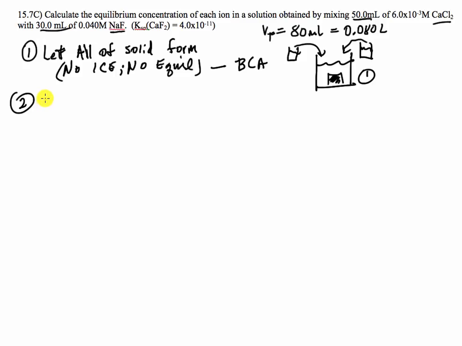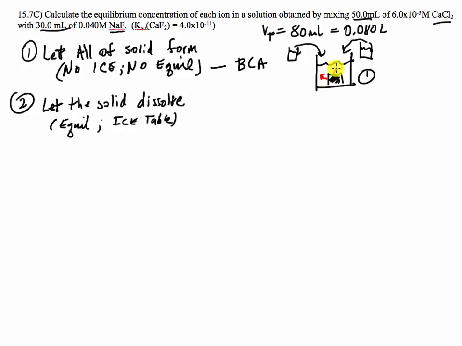So then I'm going to let the solid dissolve. If I let the solid dissolve, that means I will have equilibrium. So here's where the equilibrium will come in. And since I have equilibrium, I'm going to use an ICE table for this. So that's the second part. Once I let this all form, then it's going to start to dissolve. And that would be step number 2, where we form our ions in solution all around the outside.